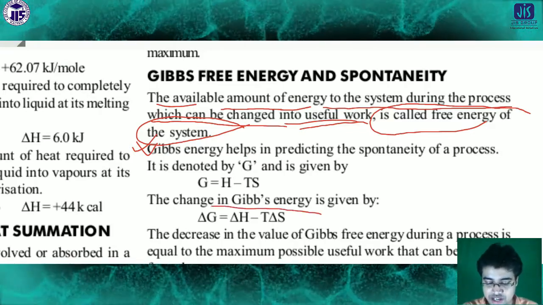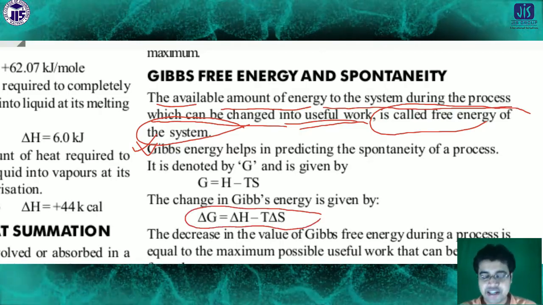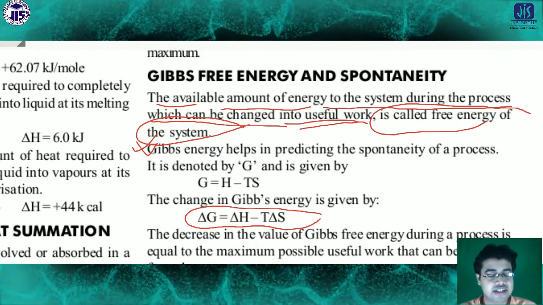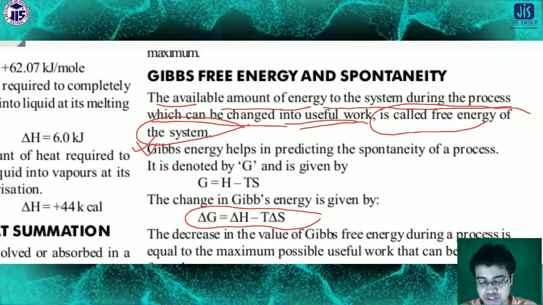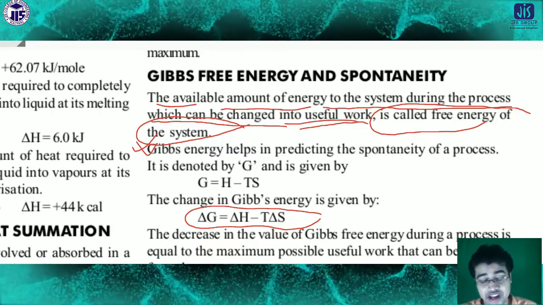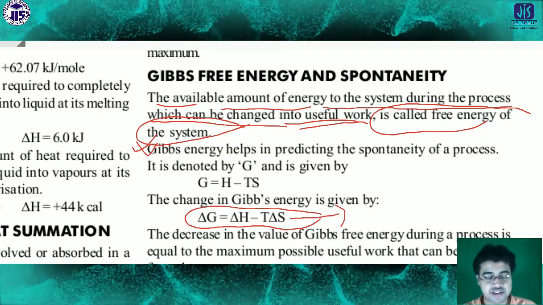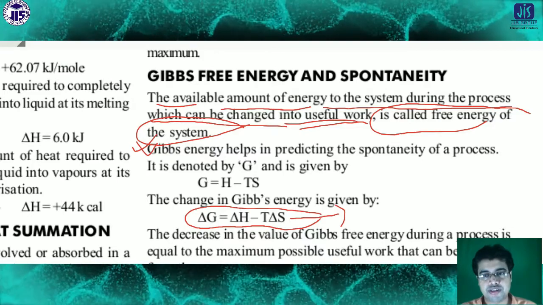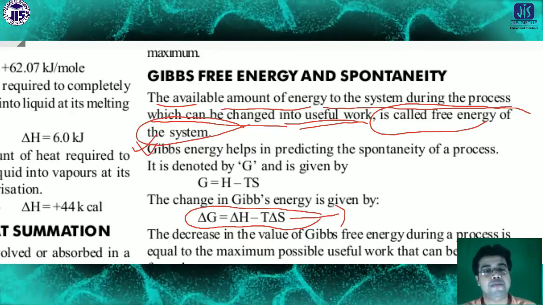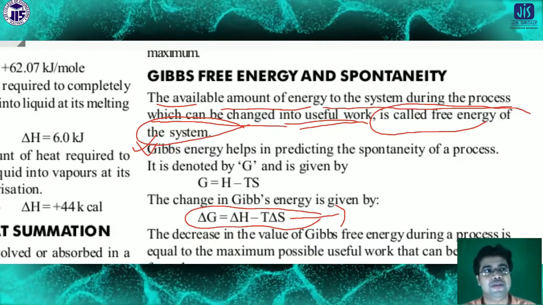This is called the Gibbs free energy equation: delta G equals delta H minus T delta S. Delta H is the change of enthalpy, T is the temperature, and delta S is the change of entropy. We already discussed what entropy is. Entropy means the change of randomness, and when delta S is positive, that means the entropy is positive, the system becomes more random.